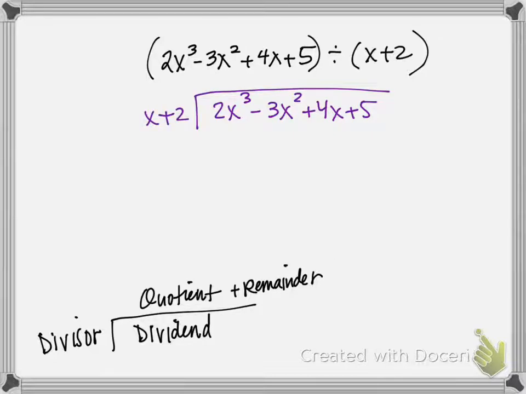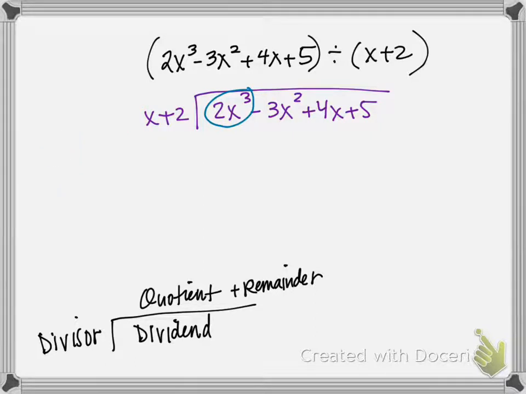You always look at the first term here and this first term here. And really you're trying to figure out what you multiply x by to get this term here. So x times what gets me 2x to the third. Or you can also think of it as the following, as I showed you in Ingenuity. You take 2x to the third and divide that by x, and that gives you your missing value there. So 2x to the third divided by x is 2x squared.